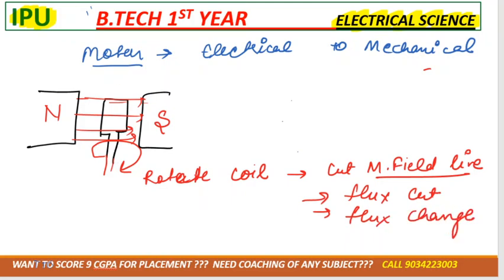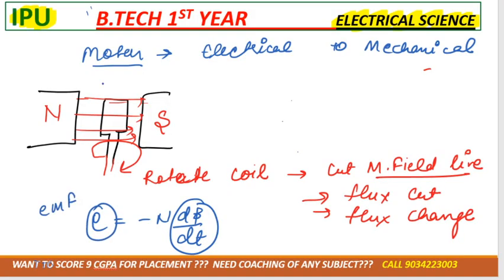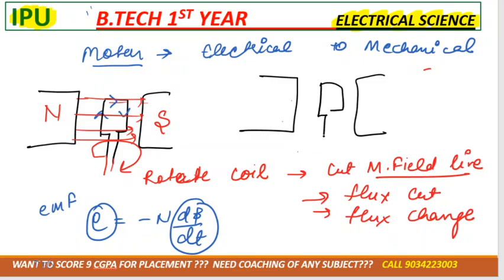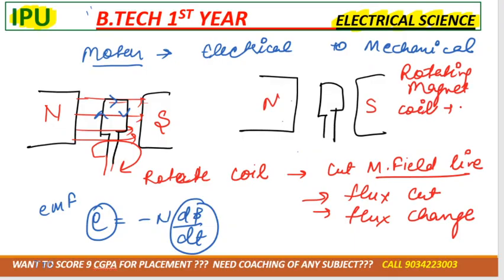According to Faraday's law, whenever there is a change in flux, EMF will be induced and current starts flowing in the coil, right? That I already told you. But now I'm changing a minor thing in this. See what I change. Instead of rotating the coil, I'm rotating the magnet. Now I am rotating the magnet, and the coil is stationary.